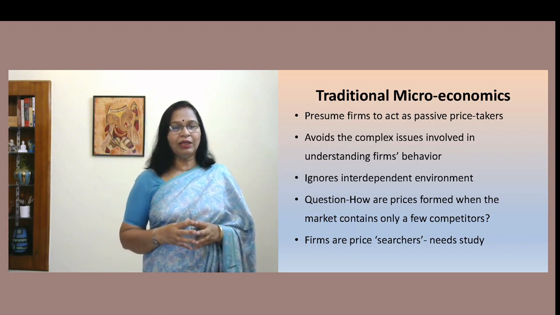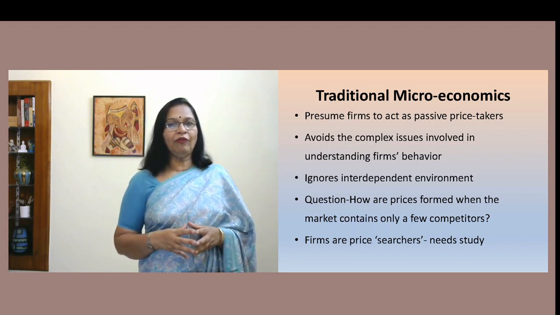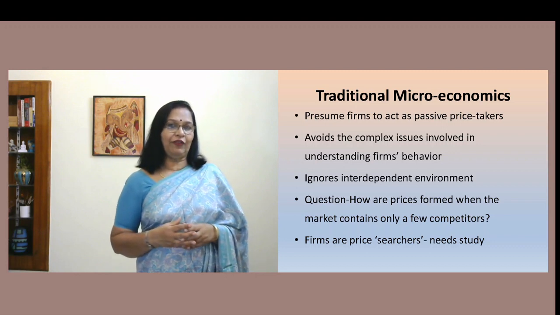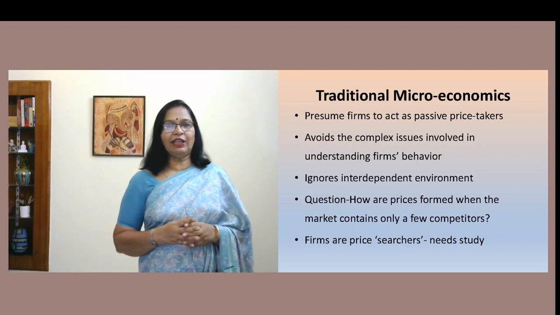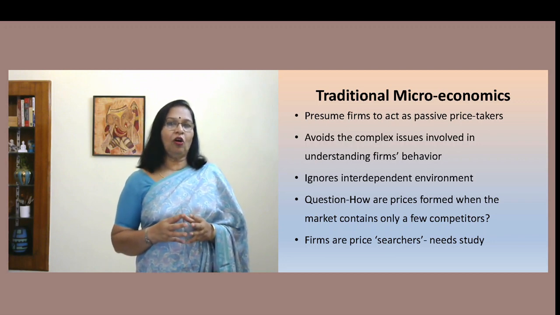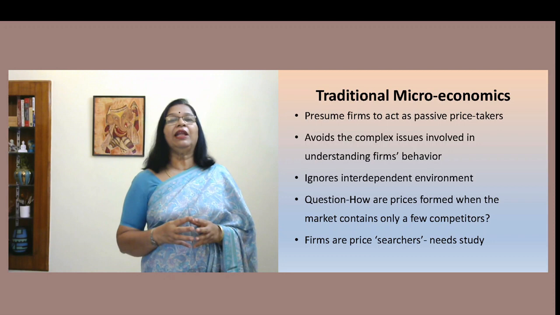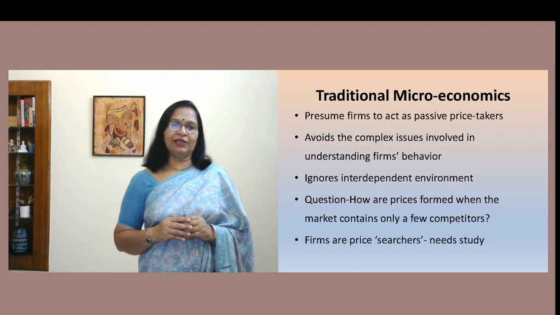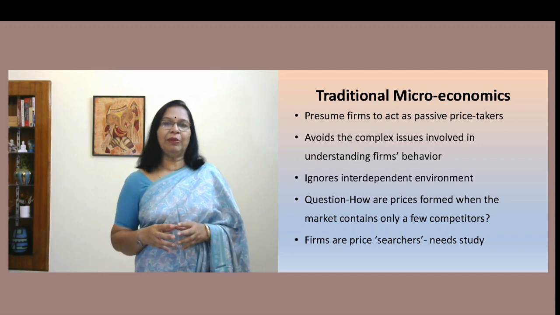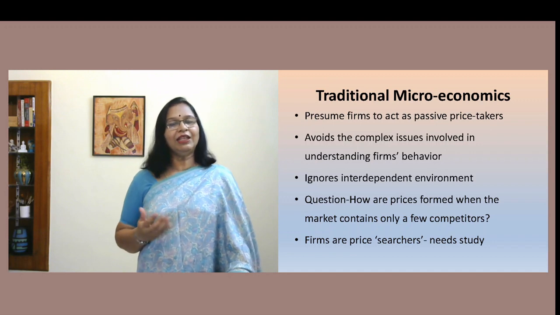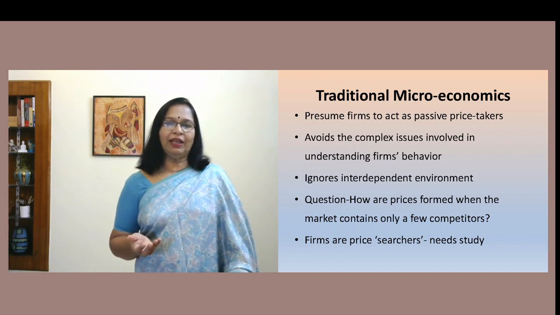The question now arises when the markets are not perfect and when we have a few sellers, like I just explained, then how will the prices get fixed? How will firms fix their prices? Therefore, firms under the condition of few in the industry become price searchers and not price takers. This price searching behavior of firms requires a study. And that is what Chamberlain tried to explain in his model.